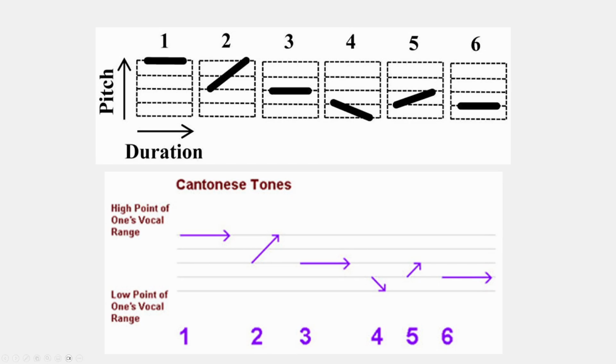We have 3 flat tones. That's tone 1, tone 3, and tone 6. They're high, mid, and low. And then you have the other 3 tones which kind of go up or go down.